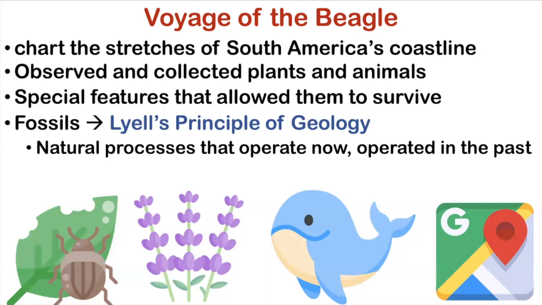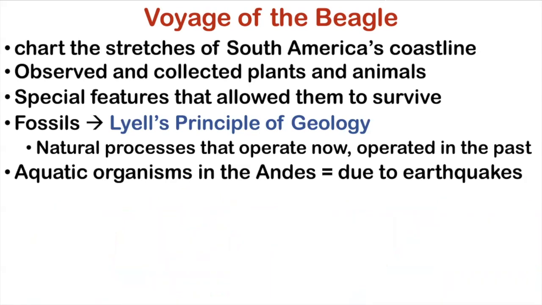Now, during the voyage, Darwin also observed fossils of aquatic organisms. He discovered this in the Andes, so it's a mountain region. He accounted for their presence through the many earthquakes that may have happened, which affirmed his learning from Lyell.